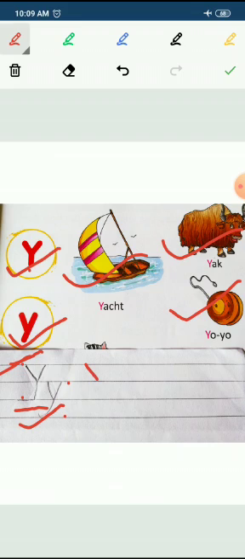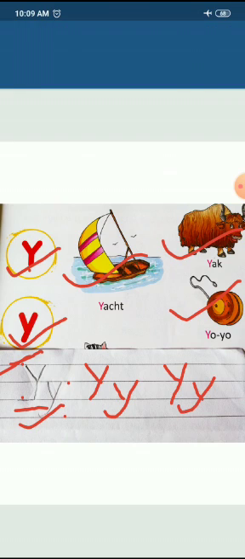So I write first of all capital Y in the upper three lines. Then after I write small y in the bottom three lines. Both letters come in three lines. But capital Y comes in the upper three lines and small y comes in the middle and bottom three lines.